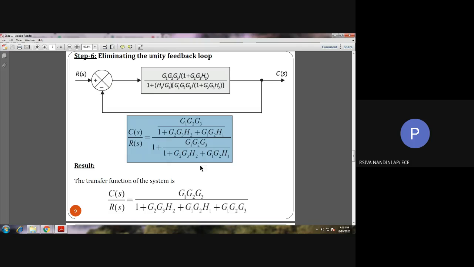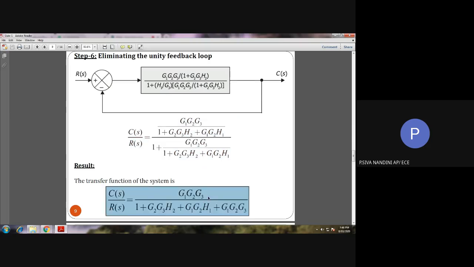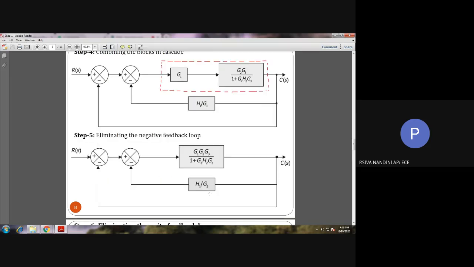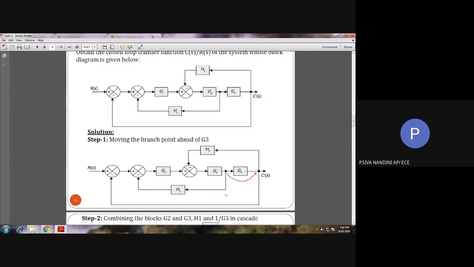So after taking LCM of the denominator, we can cancel the two terms in the numerator and in the denominator. Thus, we can simplify this equation into a single mathematical expression. This is nothing but a transfer function, that is C of S by R of S. Okay. So I shall repeat the steps what we have done for this problem once again.